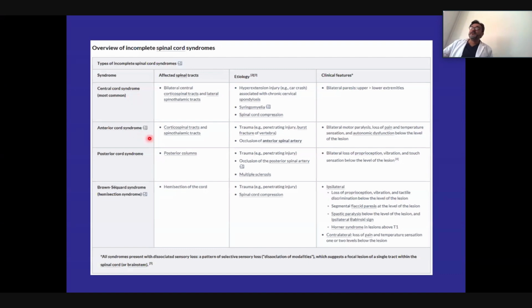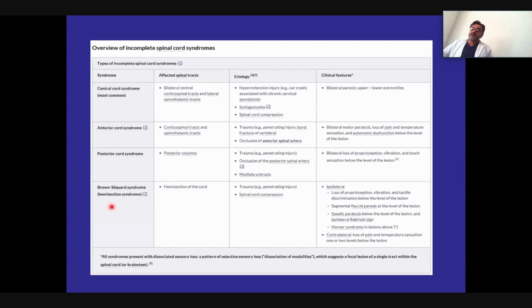Anterior cord syndrome involves the corticospinal and the spinothalamic tracts, trauma, penetrating injury, or mainly occlusion of the anterior spinal artery. Bilateral motor paralysis, loss of pain and temperature sensation, and autonomic dysfunction below the level of the lesion. This is the characteristic sign of the anterior cord.